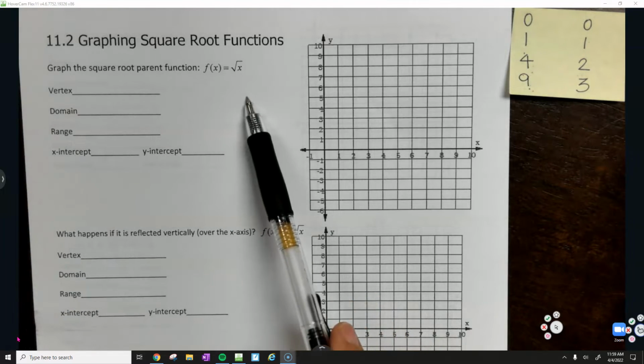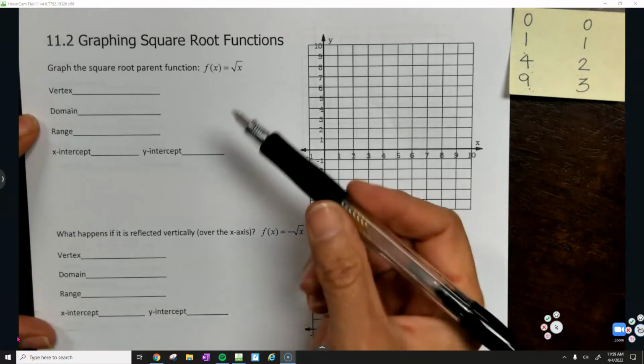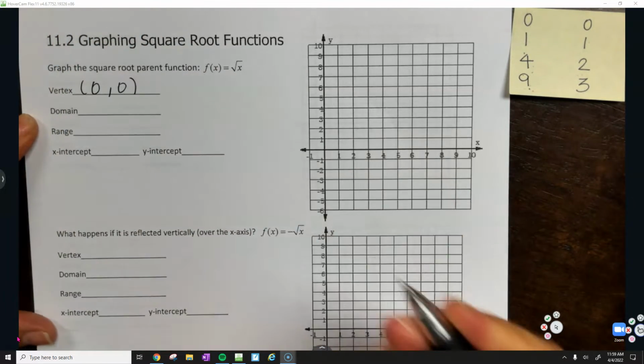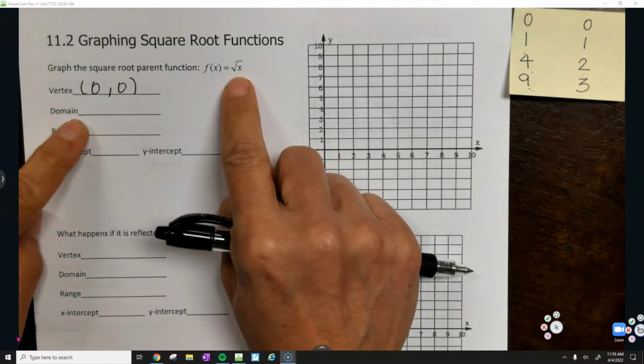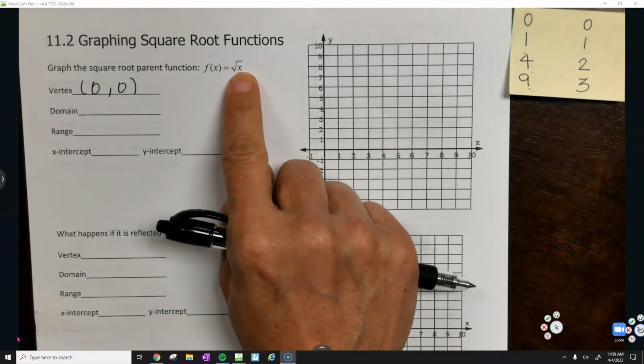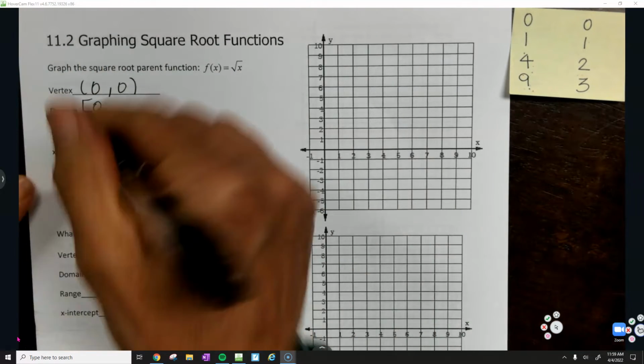This is actually the inverse of the quadratic, so our graphs are like half parabolas. So when we graph this, the vertex is at 0, 0. And if you guys remember, domain is input. The lowest value that we can take the square root of is 0. So our domain is going to kick off with 0.